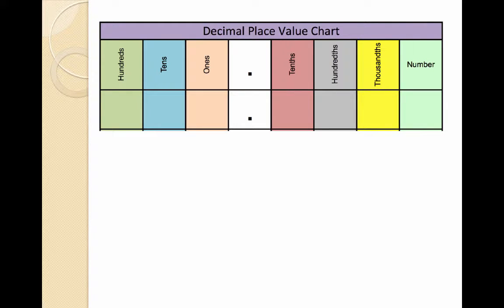Here we have a few columns for numbers. We have the hundreds column, the tens column, and the ones column. Then we have this decimal point followed by tenths, hundredths, and thousandths. What we're going to put in the last column is the number that we represent.